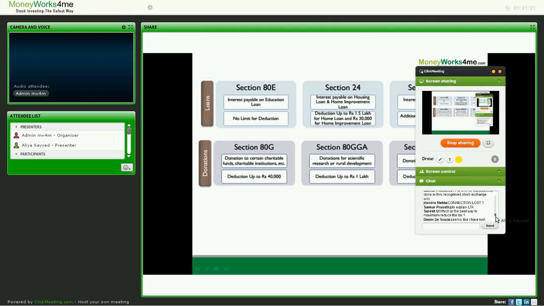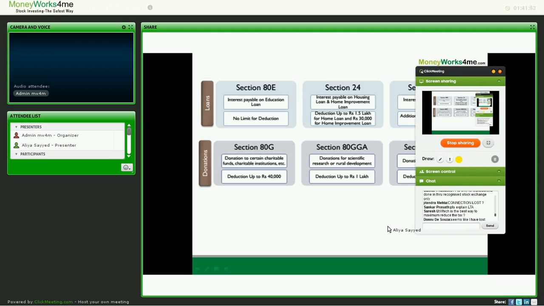Mr. Suresh is asking which is the best way to maximally reduce tax. Like I told you, there are different sections available, and you can take advantage of all of them. You need to see your eligibility for all these sections, and if you're eligible, you should not miss any of them. Like under 80C, you should claim a maximum of 1 lakh. Then you have 80G, and 80D for medical insurance and health insurance. You should make maximum use of that.